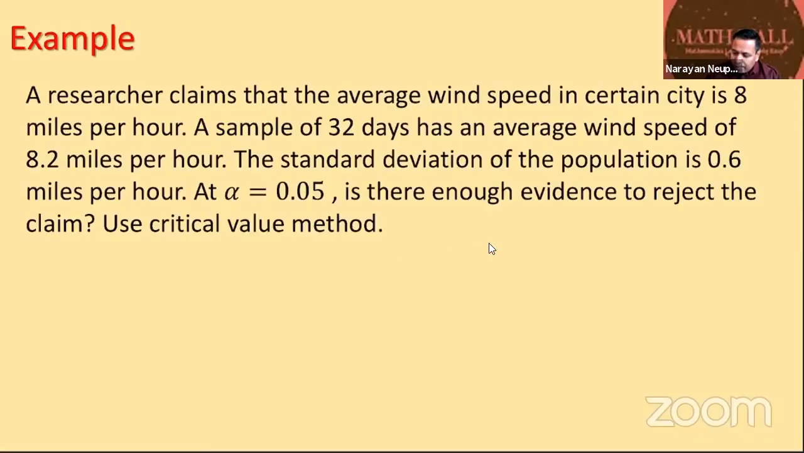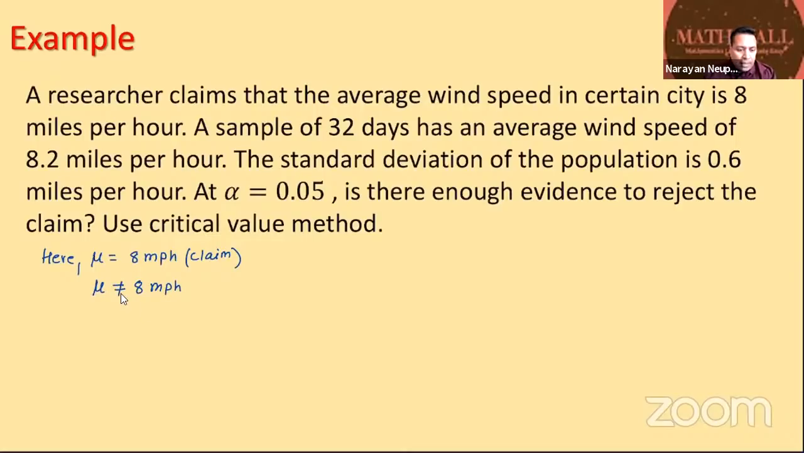So clearly you can see that the first step is to write the null and alternative hypothesis, and the claim is the average wind speed is 8 miles per hour. So your null hypothesis is mu equal to 8 miles per hour, and that is the claim. Now the alternative hypothesis will be opposite of this. So we write mu is not equal to 8 miles per hour. That is the alternative hypothesis.